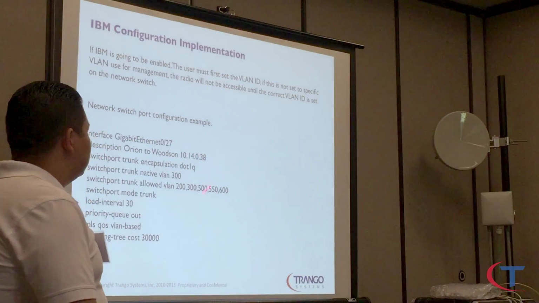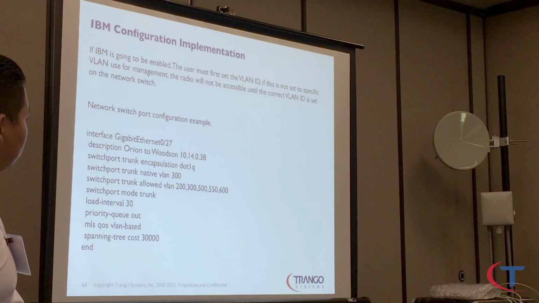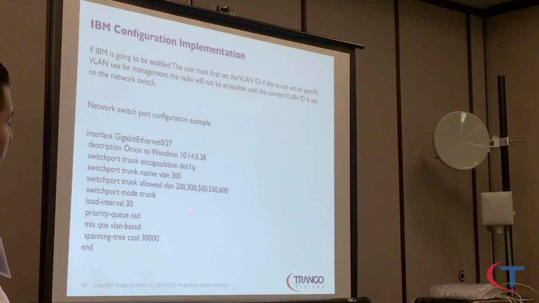So this is just a sample of one of our configs that we have for the trunk ports on the Cisco switch. I have my description, my encapsulation dot1Q, my trunk with a native VLAN 300, which is my management VLAN, and then I'm allowing these VLANs to go over the actual port that I'm using. So these VLANs have to be declared on the traffic port as well. 200 is accounting, 300 is engineering, 500 is internet, 550 ISP, 600 is engineering lab for us.